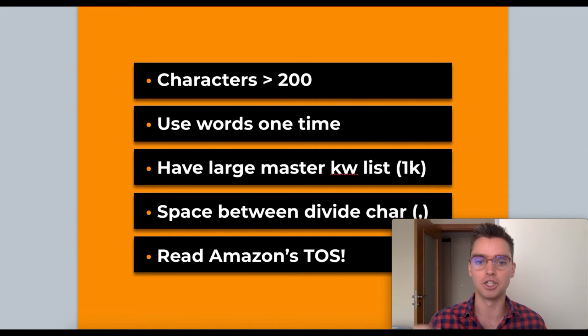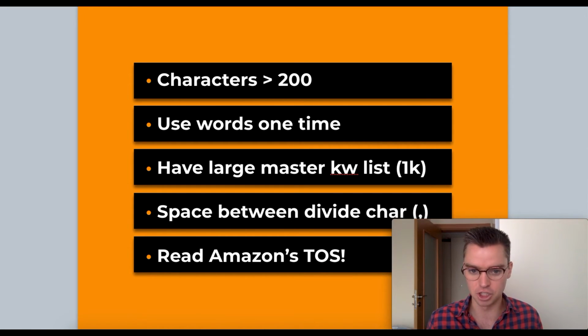Number 2, you want to make sure you use words one time in your title. You can repeat some of these words. Maybe it makes sense to repeat them in your bullet points or your description, but one time in your title if possible, so that you have the maximum number of keywords and maximum visibility instead of reusing the same one over and over and over. Number 3, make sure you have a large master keyword list that you're starting off with. I like to have at least 1,000 keywords in general for my products, somewhere between 1,000 to 2,000. That's usually the keyword list that I like to work with, just as a general rule of thumb, although it definitely depends and changes.